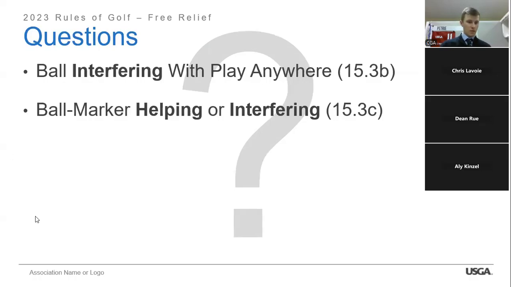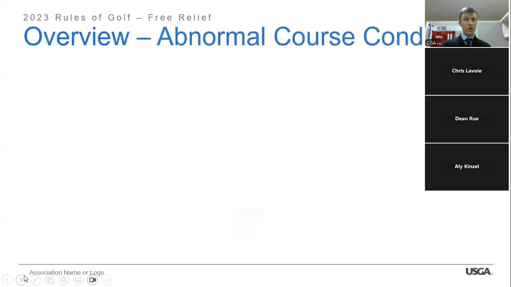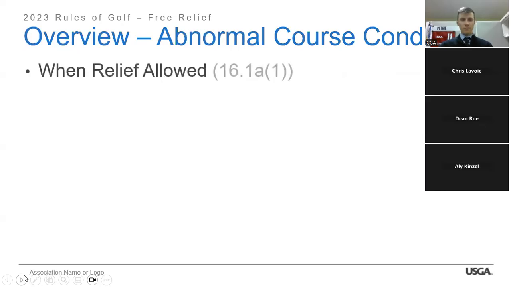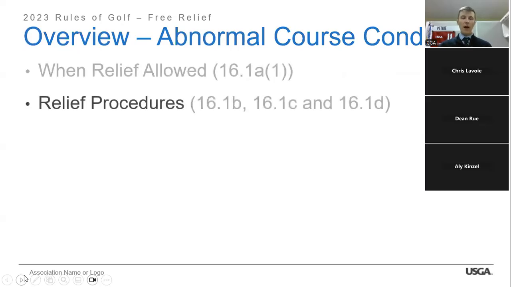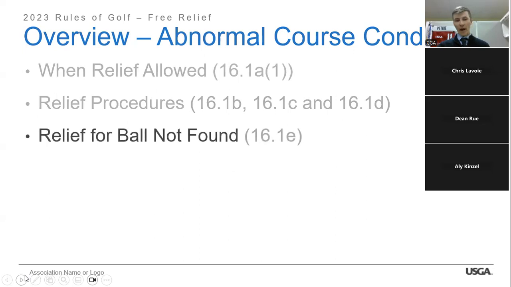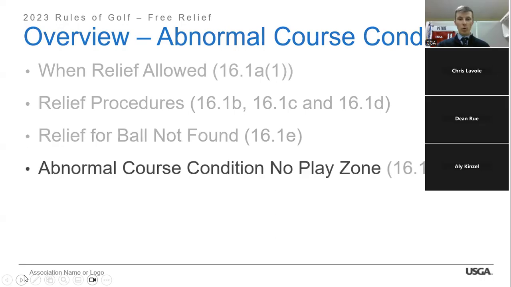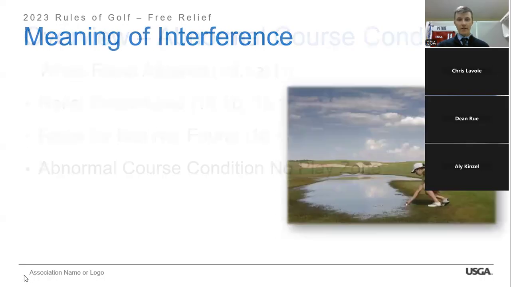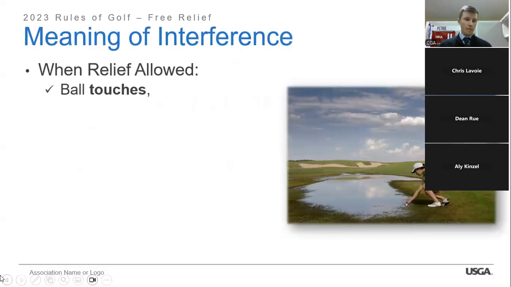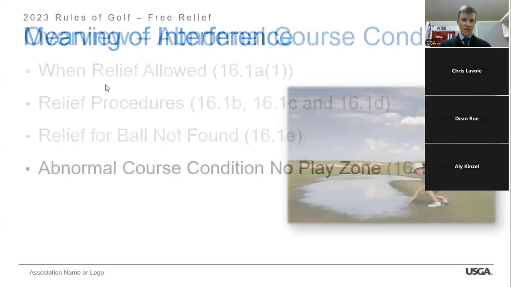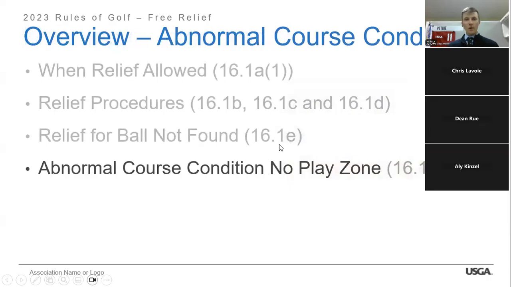Let's see. Okay, so that was 15. We're going to head into Rule 16 now, abnormal course conditions: when relief is allowed and how we take relief. Well, again, what happens if we don't find our ball in one of these conditions? Abnormal course conditions and no play zones. What do we do then? So, first of all, we're missing a definition slide. Always good to start with a definition.